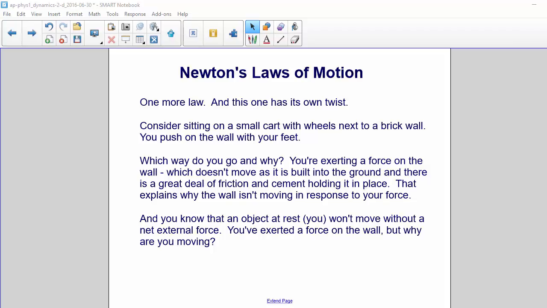You're exerting a force on the wall, which doesn't move as it's built into the ground and there's a great deal of friction and cement holding it in place. That explains why the wall isn't moving in response to your force. And you know that an object at rest, you, won't move without a net external force. You've exerted a force on the wall, but why are you moving?